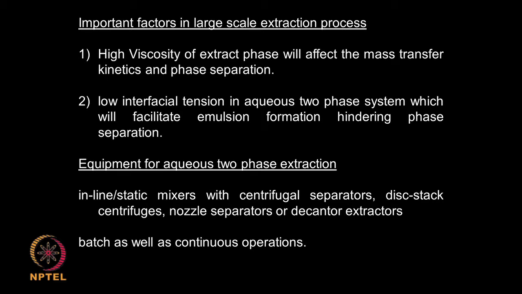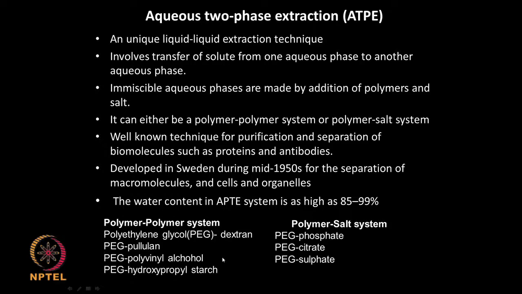Otherwise, if it is a batch, I need a storage vessel where I keep the product, and then high viscosity of the extract phase will affect the mass transfer kinetics and phase separation. As you know, high viscosity affects the diffusion coefficient, hence the mass transfer coefficient. There is also low interfacial tension in aqueous two phase systems, which will facilitate emulsion formation, hindering phase separation. So, the equipments: inline static mixers with centrifugal separators, disc stack centrifuges, nozzle separators or decanter extractors, for batch as well as continuous operations.